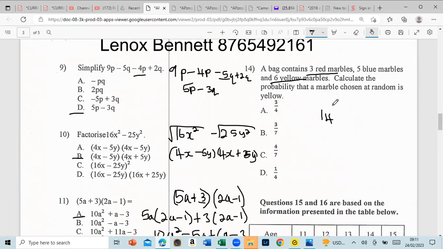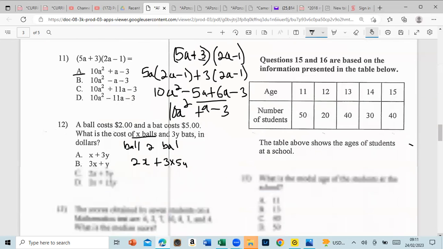Alright, so the number of yellow marbles is 6. So that's 6 over 14. It's not there because you can break it down. So we divide both by 2. 6 divided by 2 gives us 3, and 14 divided by 2 gives 7. So that's 3 over 7. So the probability of choosing a yellow marble is 3 out of 7.